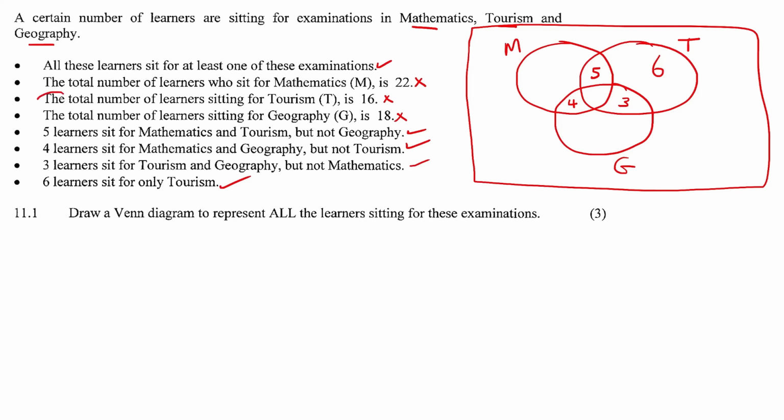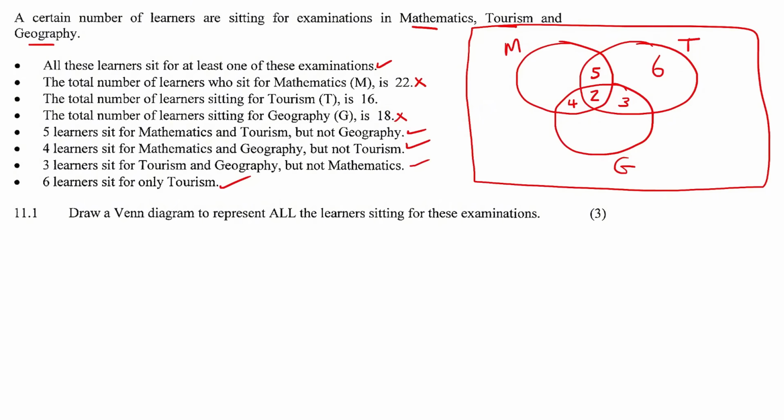If we now come back to this one, they told us that the total for tourism is 16. So tourism is this part, this part, this part, and this part. So now we already have these 3 numbers. That already adds up to 14. So that means that this part must be a 2.